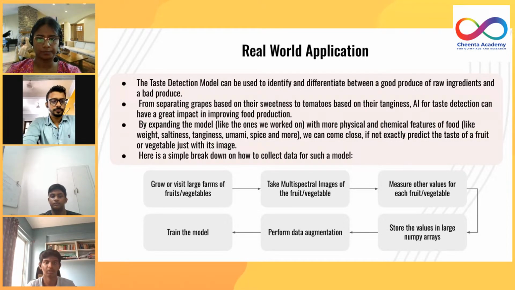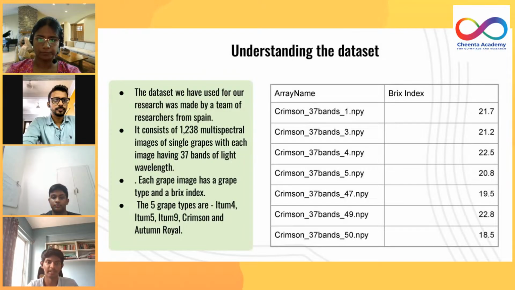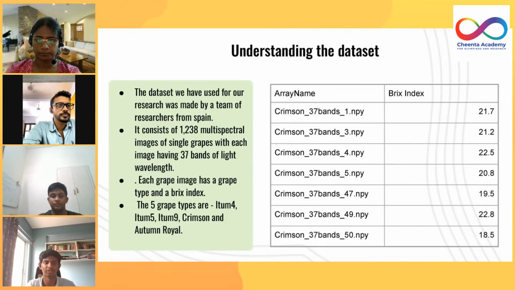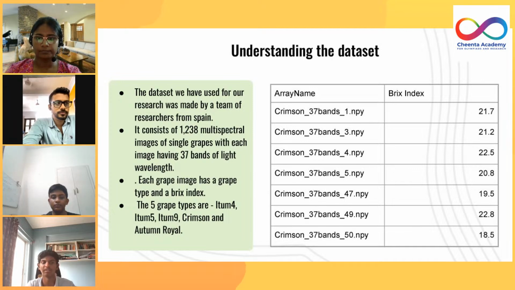Next slide. So now we'll talk about the data set that we used for our project. The data set we used was produced by a team from Spain. It consists of 1,238 multispectral images of single grapes, with each image having 37 bands of light wavelength. Each grape image has a grape type and a brix index. The five grape types are item 4, item 5, item 9, crimson, and autumn royal. On the right side, you can see a small part of the CSV file which stores the grape type, the file name, and the brix index.